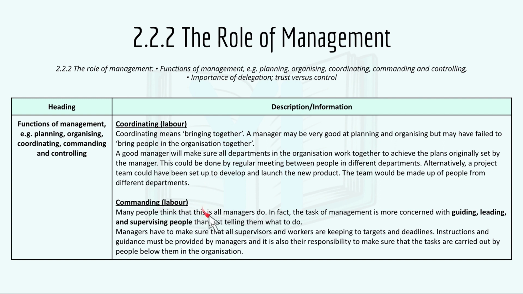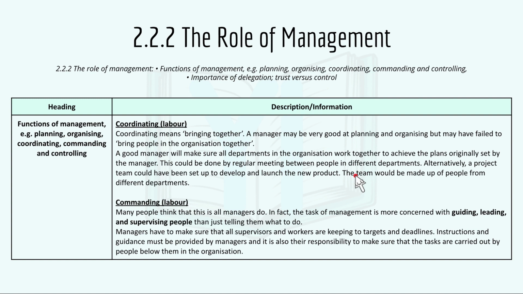Then these, I'll just skim through this. Coordinating means bringing together the labor or the people, and the manager may be very good at planning and organizing, but may have failed to bring people in the organization together. A good manager will make sure all departments in the organization work together, and this could be done by regular meetings between people in different departments to exchange ideas or just to talk about it. Alternatively, a project team could be set up to develop and launch a new product, and the team would be made up of people from different departments.